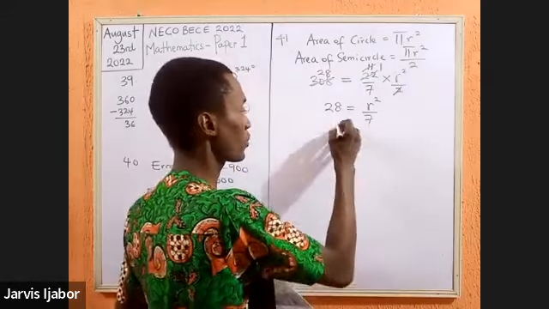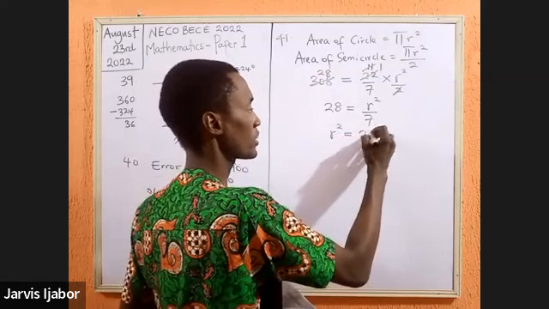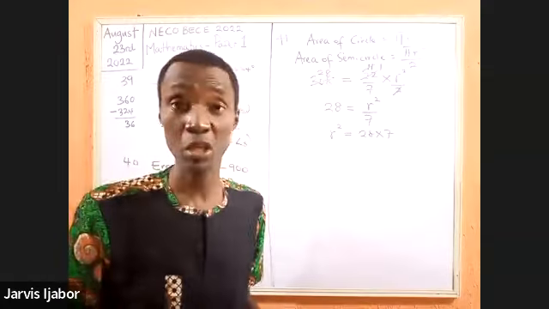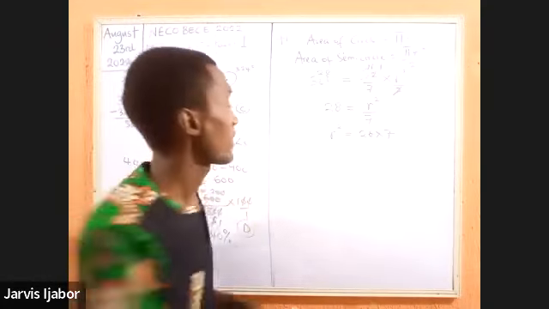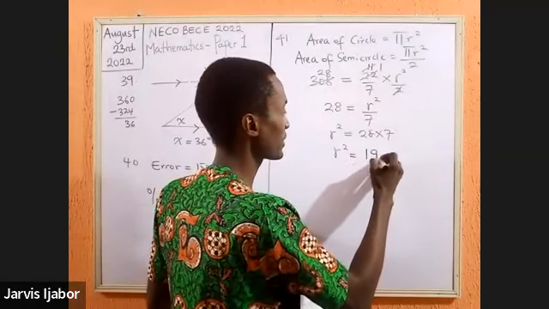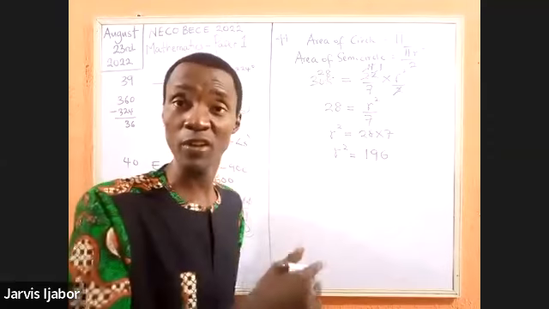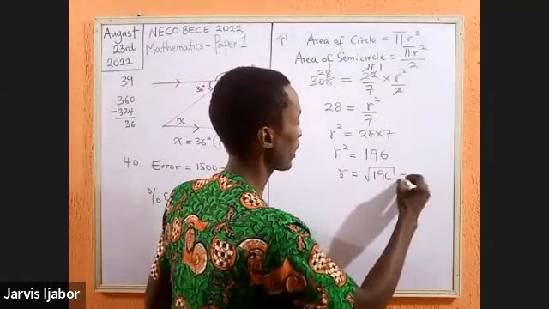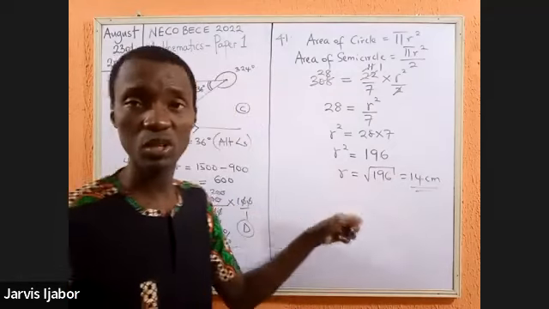So what is R squared? If this is dividing this, this will multiply this. And this will give me what? 28 times 7. At this point, there are 2 ways you can go about it. You can simply just multiply these 2 and get your answer. So a student might say R squared equal to 196. I multiply this. 196 is a perfect square. So I would say R is equal to the square root of 196, and that will be what? 14 centimeters.